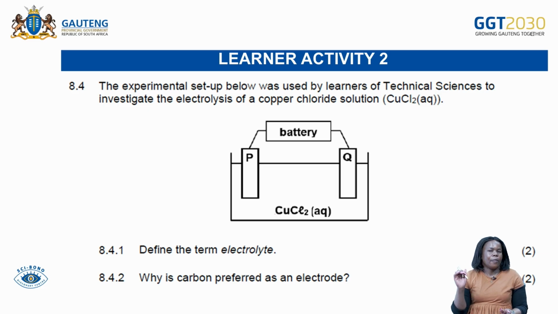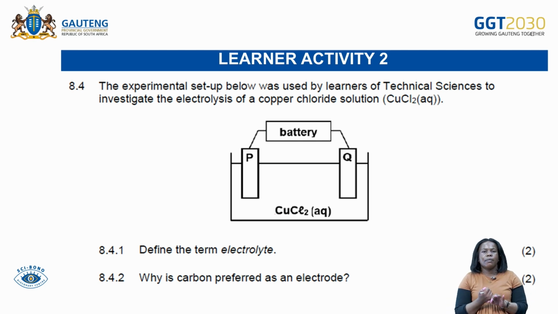Now, I want you guys to attempt this one. Learn activity number 2, 8.4. It's going to give you a better understanding. As you do it, you're going to understand all the terms that we spoke about and all the content nicely. So 8.4: the experimental setup below was used by learners of technical sciences to investigate the electrolysis of copper chloride solution. Still, they're talking about the copper chloride that we spoke about and did activities with.